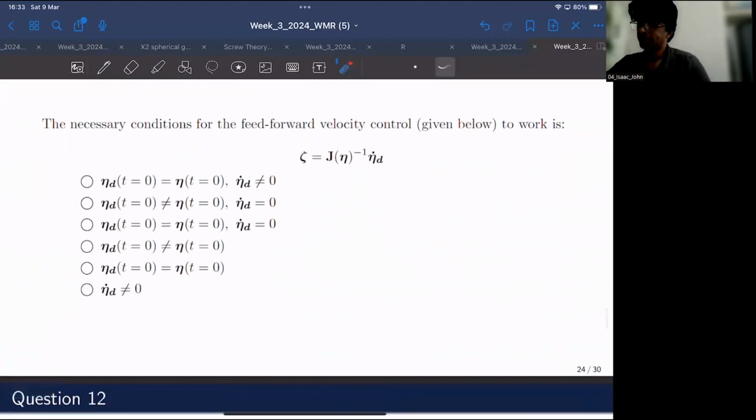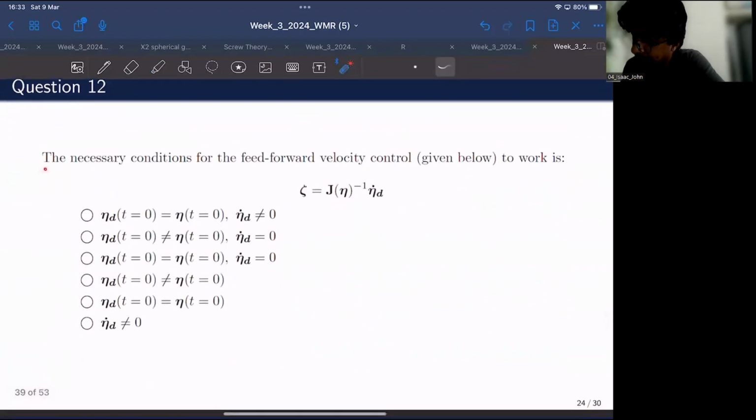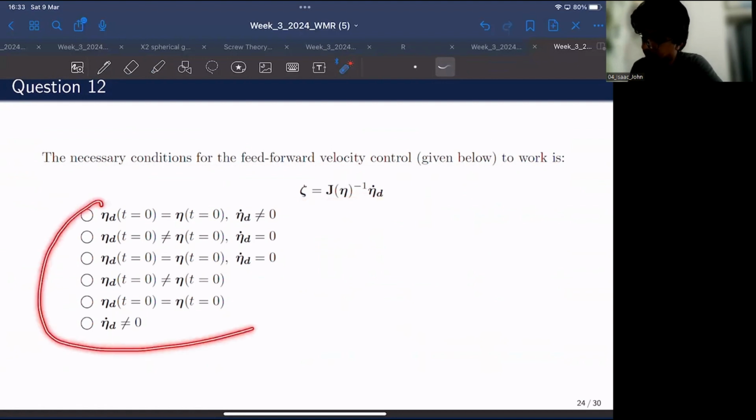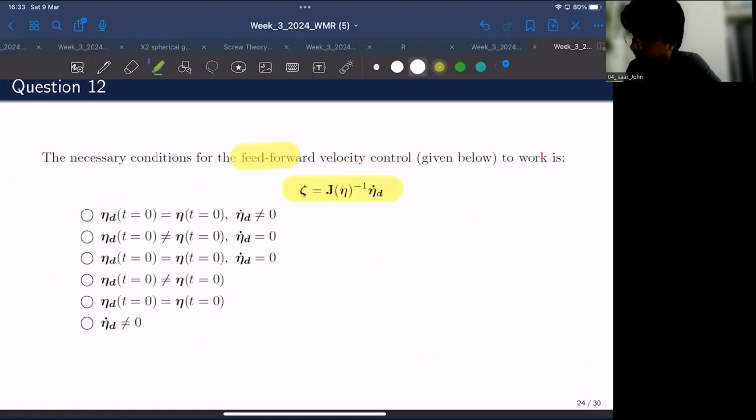Okay, so moving on to question 12. The necessary condition for the feed-forward velocity control to work without failure, which of the options is correct? So this is the feed-forward velocity control law. I'll just highlight it. In order for this to work, eta desired dot should not be equal to 0, because if this is 0, this entire term would be 0. So there won't be any control input. So that is one requirement.